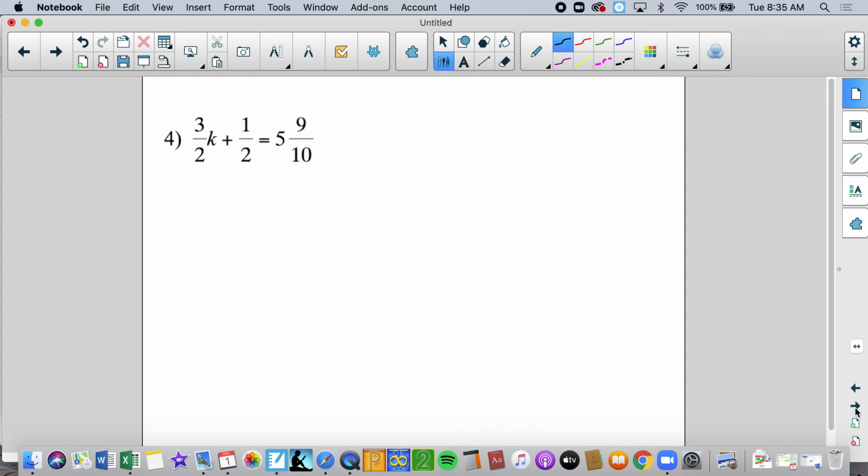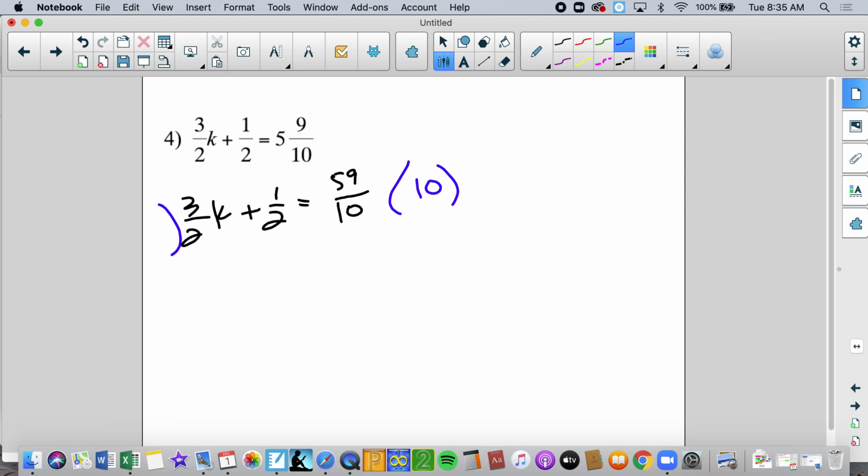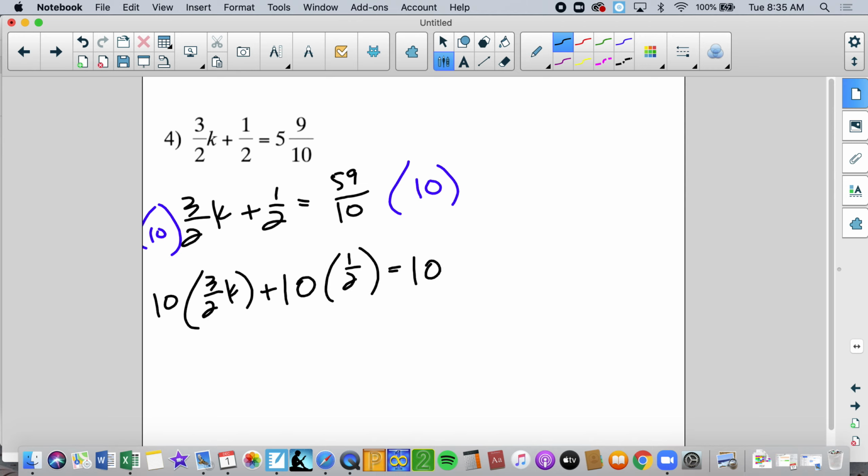We're going to convert to improper fractions. 59/10. We look at each of the denominators, 2, 2, and 10. The LCM is 10. So we're going to multiply everything by 10. So we get 10 times 3/2 k plus 10 times 1/2 equals 10 times 59/10.